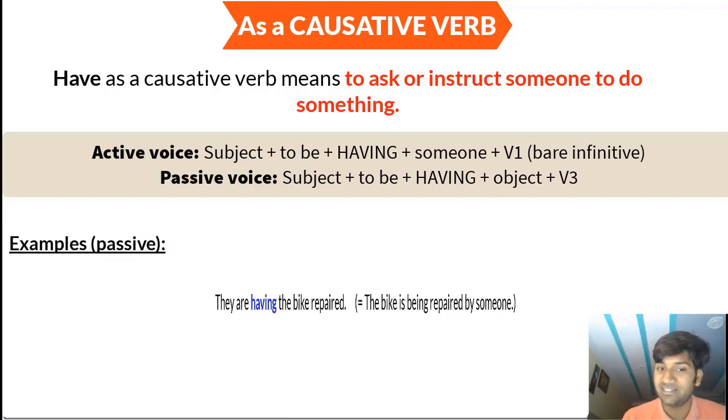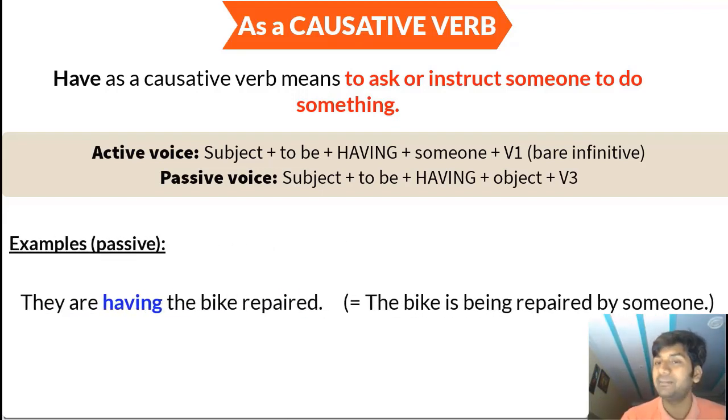Okay. Here's the example. They're having the bike repaired. They are having the bike repaired. Now, who's doing that is not important. The doer of the action is not important. What the person is acting on is important to us. That's why we are not mentioning the doer of the action. They are having the bike repaired, obviously by somebody.